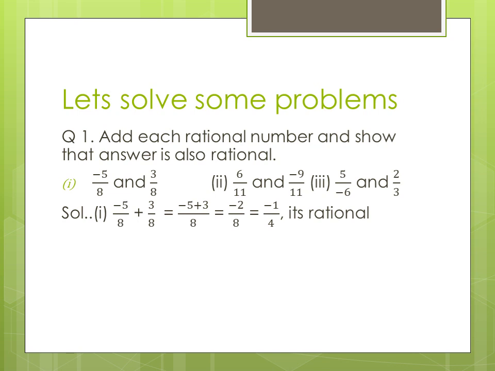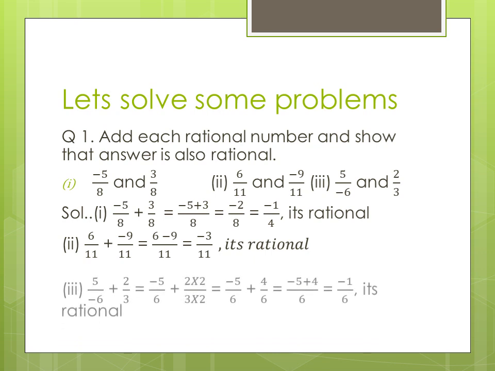The second numbers which are given are 6 by 11 and minus 9 by 11. Again, see student, the first step is to look at the denominator. The denominators should always be the same. If they are not the same, we have to take the LCM and make them the same. But in this case, again, it is the same, 11. So we just add the numerator part. Here 6 minus 9 is minus 3. So minus 3 by 11 is our answer, which is also rational.